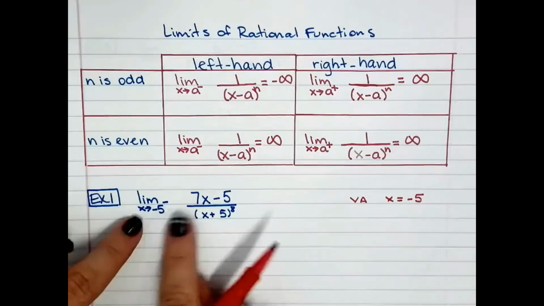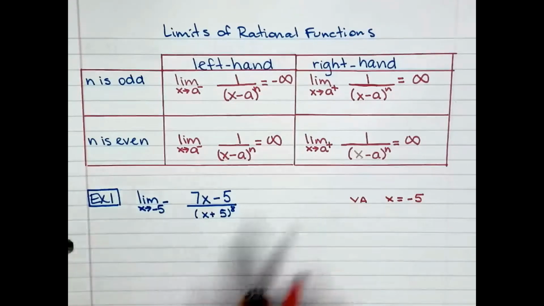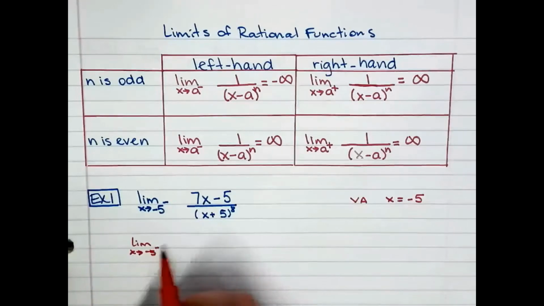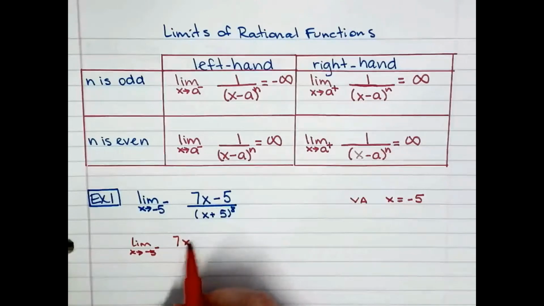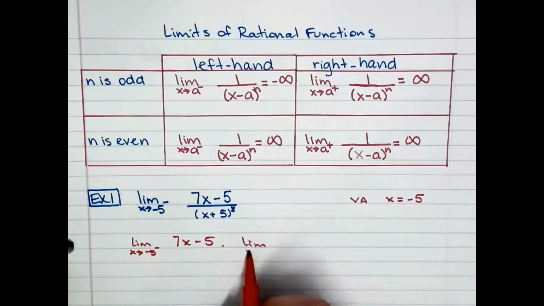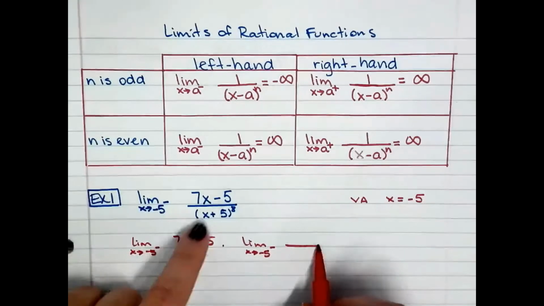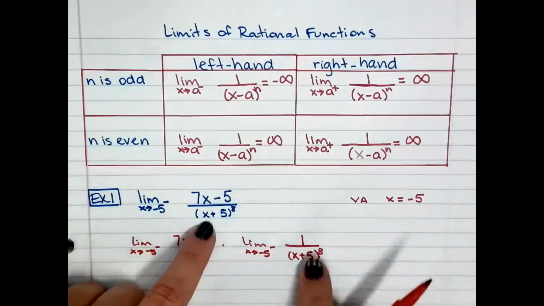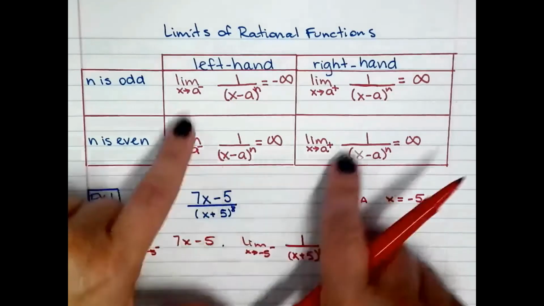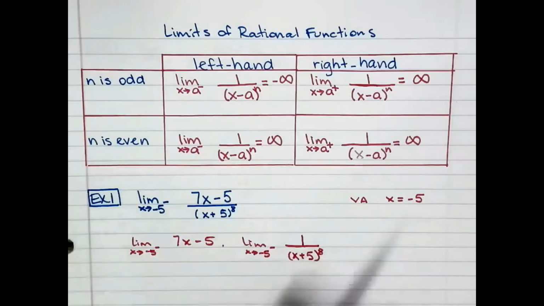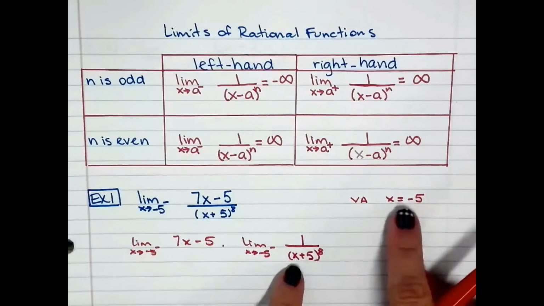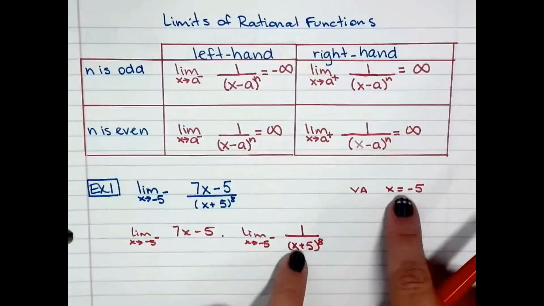Okay, that's great. Now, I will split that up into limits. One is the limit as x approaches -5 from the left of the numerator, 7x minus 5. And the other one is x approaches -5 also from the left of x plus 5 to the 8th power. Because if I have this isolated, I can go back to my chart and figure out whether it's positive infinity or negative infinity, where my vertical asymptote is happening.